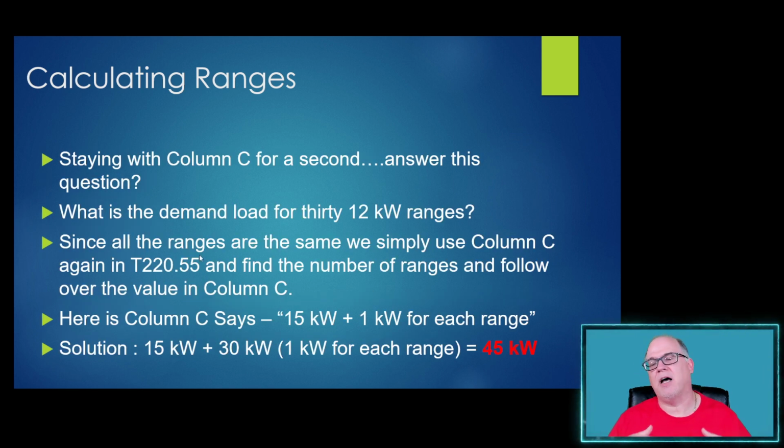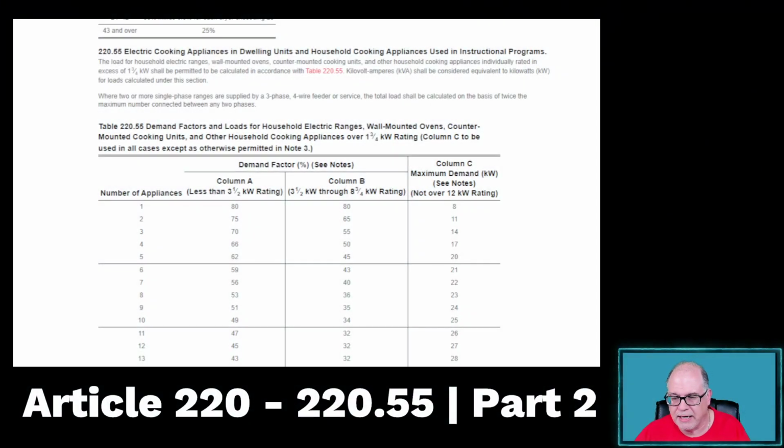Now let's stay in column C for a second. We're going to answer this question. What is the demand load for 30 12 kW ranges? Okay. It sounds like it's getting complicated. It's not. Just walk with me here. 30 12 kW ranges. All right, well, since they're all 12 kW, they're all still going to be under column C. No stress here. Since all of those are C, we simply go to table 220.55. We find the number of ranges and follow that all the way over to column C. So let's go on and do that in our code. So we had 30 of them, right?